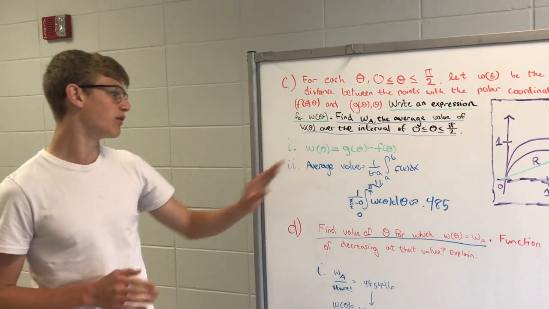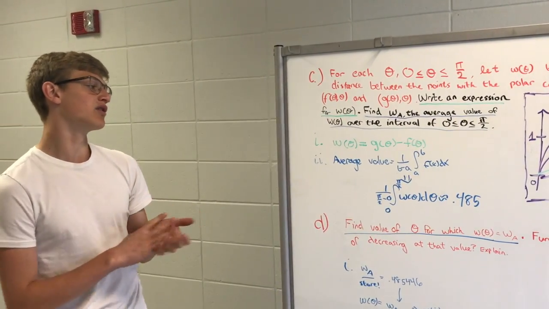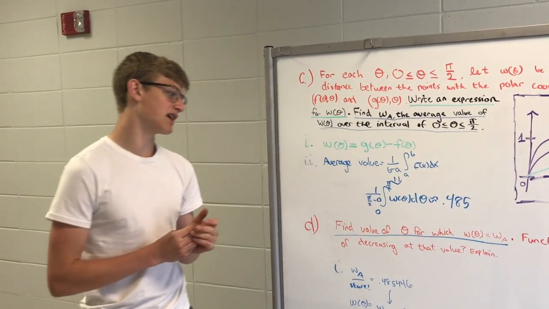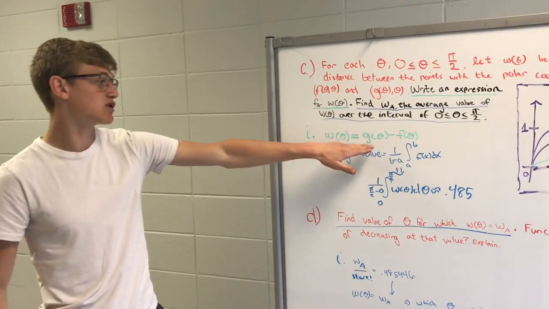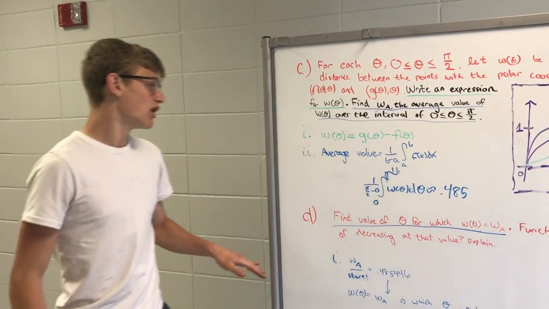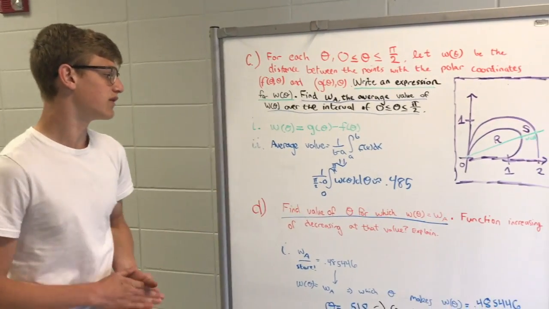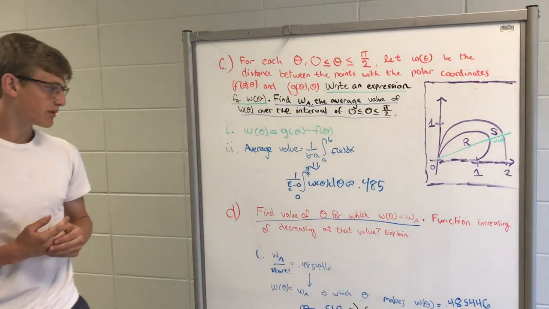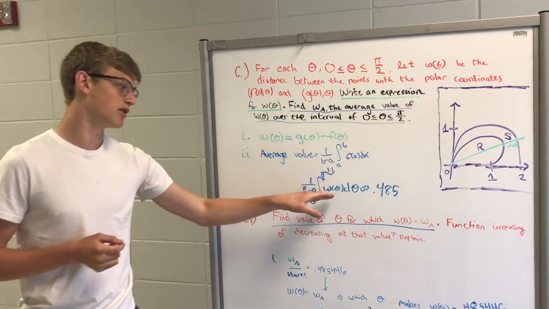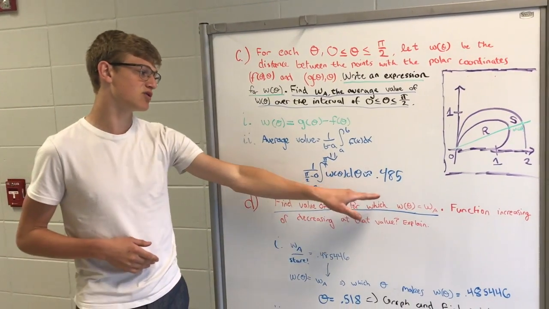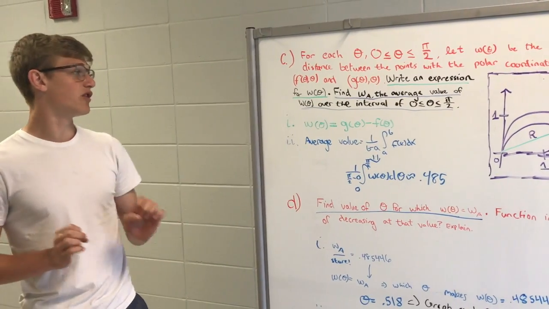We know our average value function is 1 over b minus a times the integral from a to b of f of x dx. As we already found our w of theta function, and hopefully you've stored these equations into your calculator under the polar equations, you can do 1 divided by pi over 2 minus 0 times the integral from 0 to pi over 2 of w of theta d theta. And this approximates to about 0.485. That's how you solve part C.